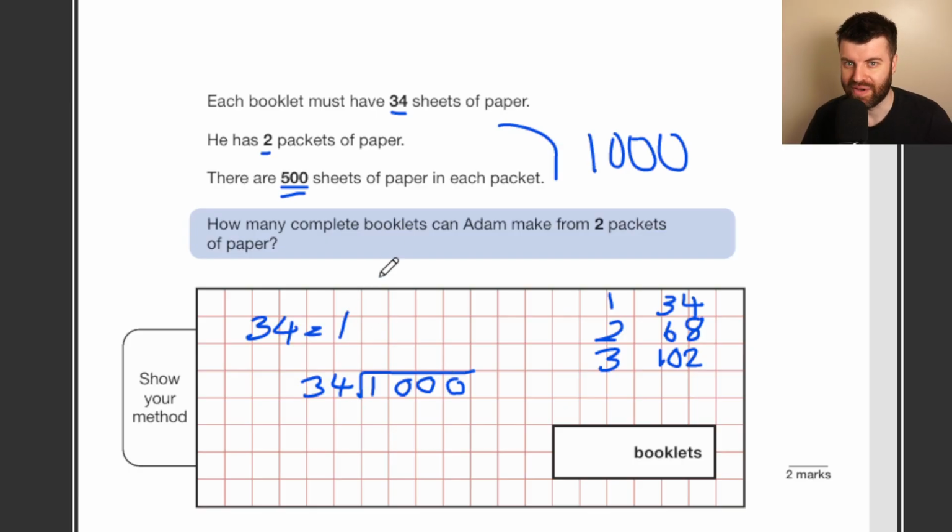I'm losing my voice. I've done so much maths in this video. So that's going to be 2 lots, which is 68. And then we have to do a subtraction to see what's left over. 100 take away 68. Well, that's going to get me 32. And then I'm going to bring down this 0. So how many 34s can I fit into 320?